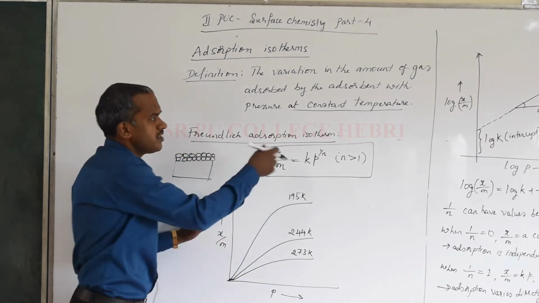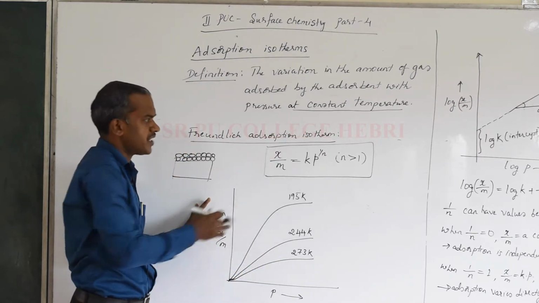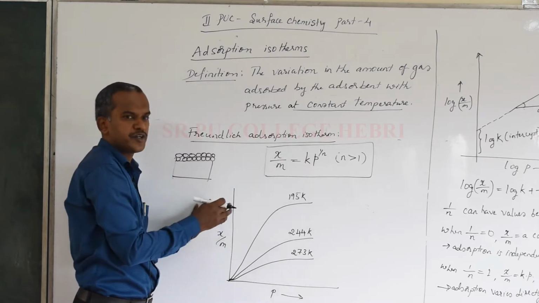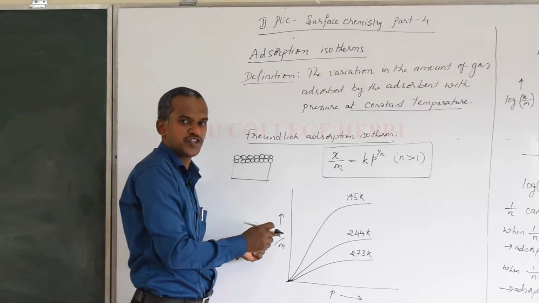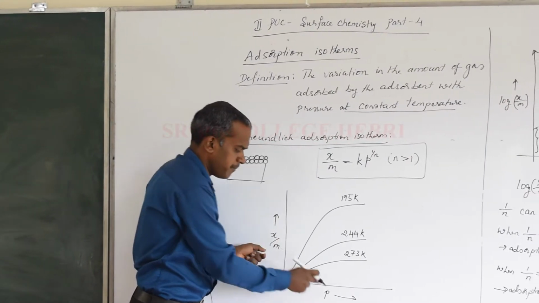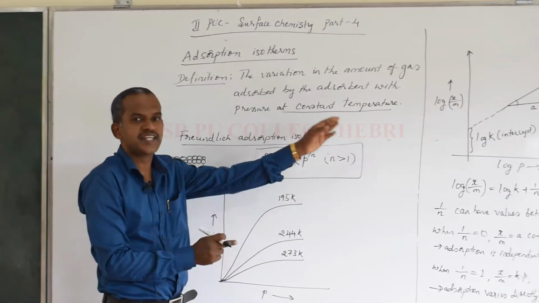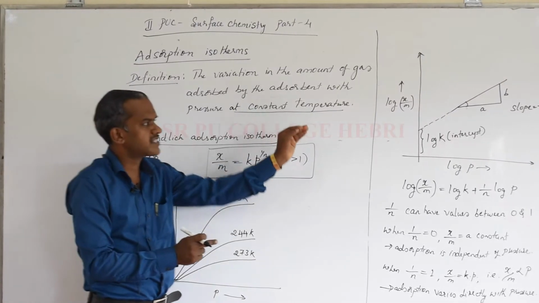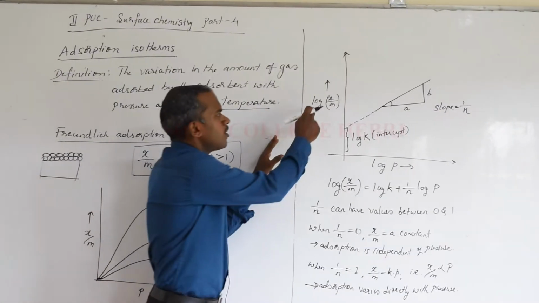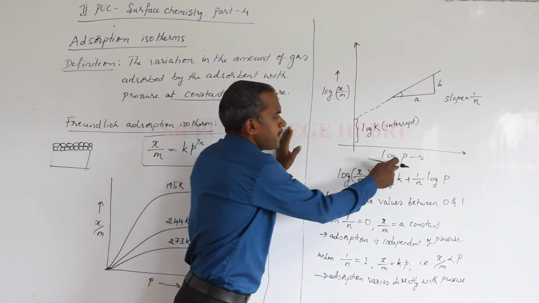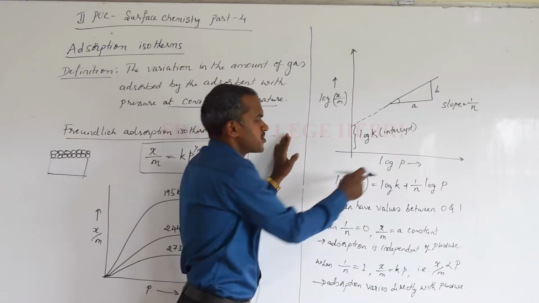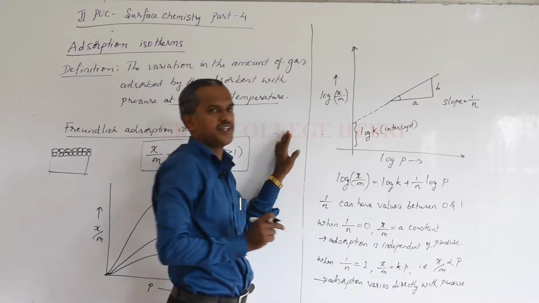Now we have to see the feasibility of this expression at different conditions. That can be expressed by taking logarithm on both the sides. Here I took x by m and p. Now just look at the next graph. In the next graph, I took log of x by m along the y-axis and pressure along the x-axis. I took a logarithm on both the sides.